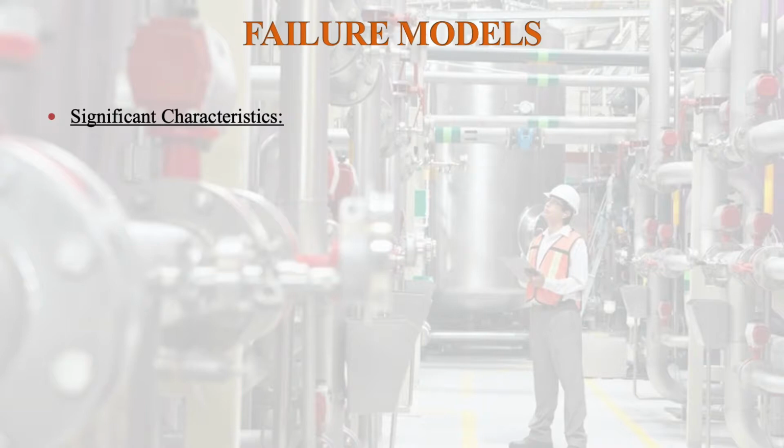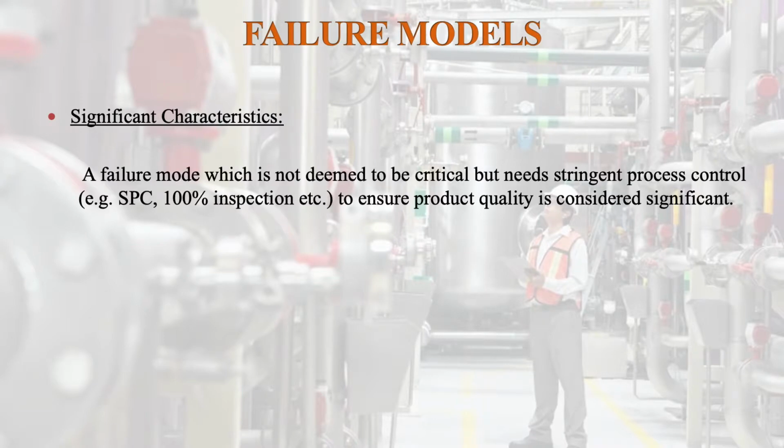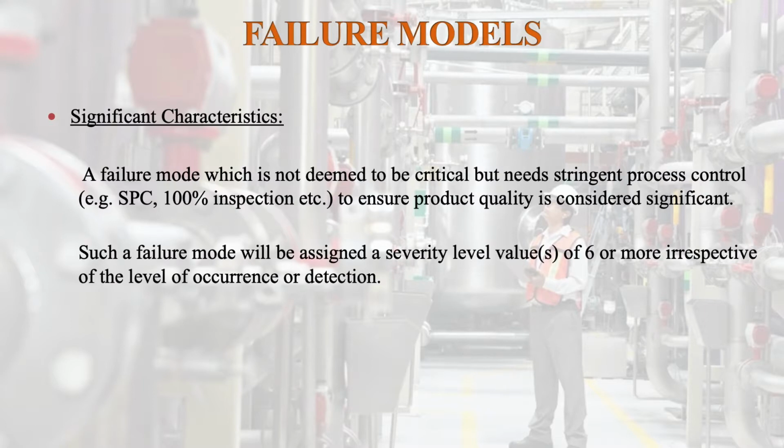Then significant characteristics. A failure mode which is not deemed to be critical but needs stringent process control to ensure product quality is considered significant. For example, SPC and 100% inspection, etc. These are control methods. Such a failure mode will be assigned a severity level value of 6 or more irrespective of the level of occurrence or detection.